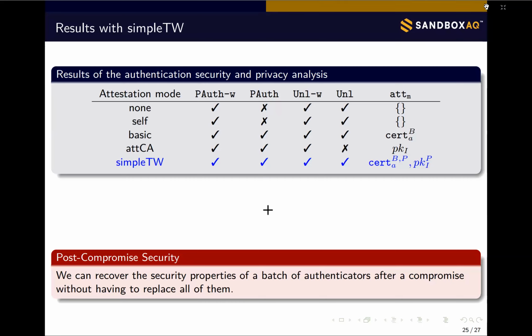So we also analyzed this attestation mode, and it fulfills the authentication security and immutability definitions according to the conditions of the paper. Thanks to these periodic keys and these one-time tokens, we also get a way to recover the security properties in case one of the authenticators of the device has been corrupted, which is providing post-compromise security. And that's it for the talk. I will be very happy to take any questions. Thank you.